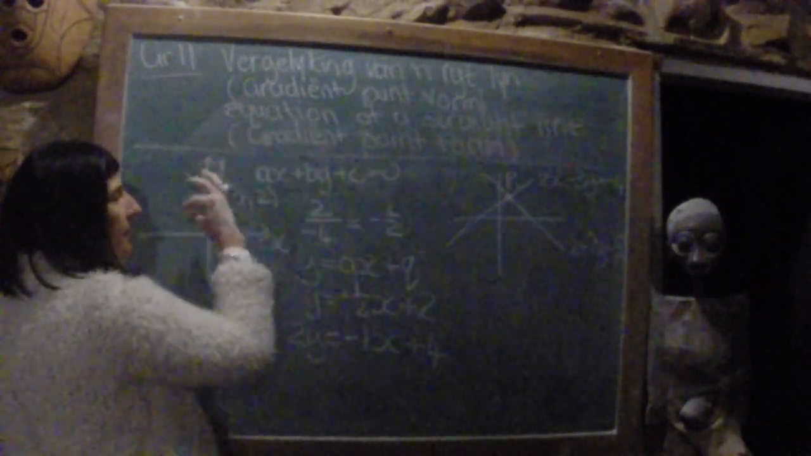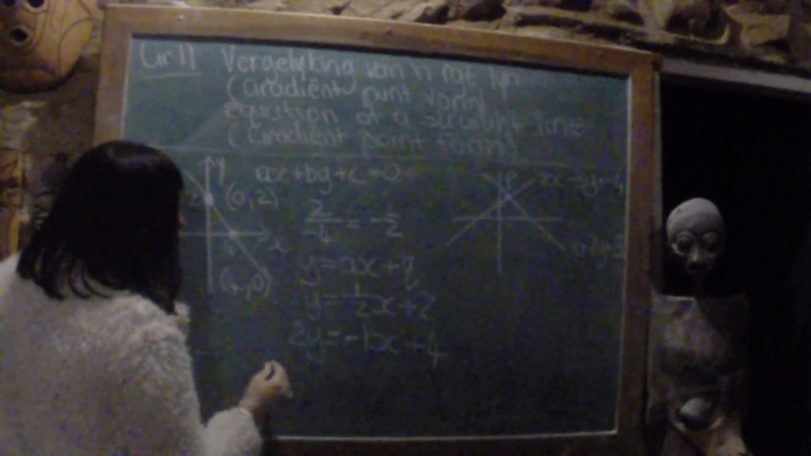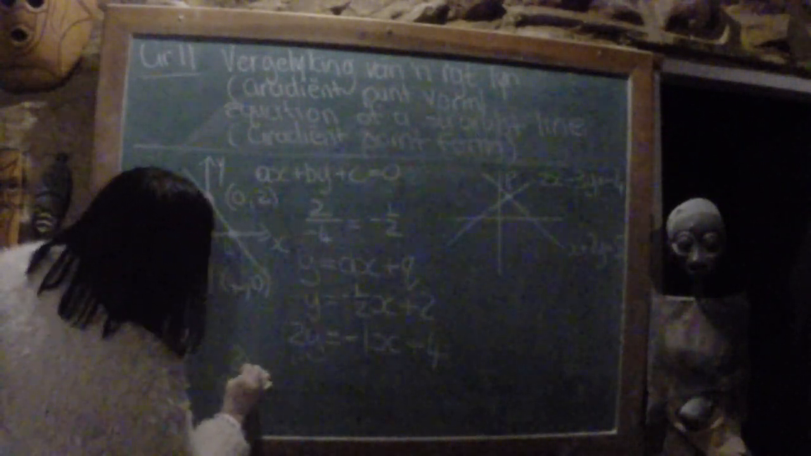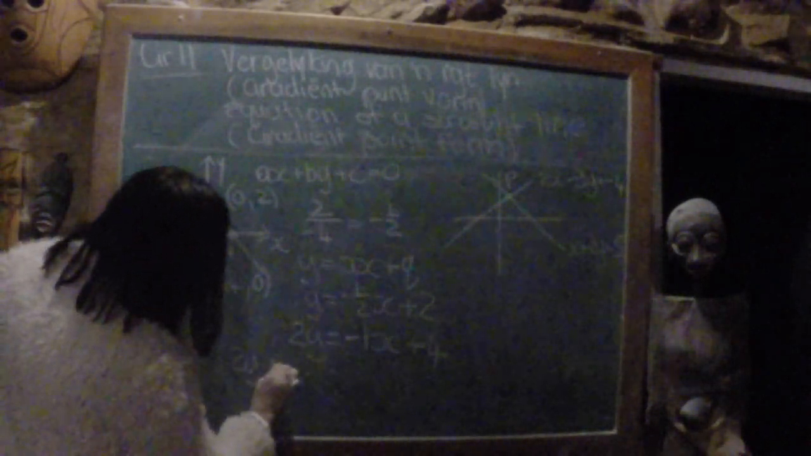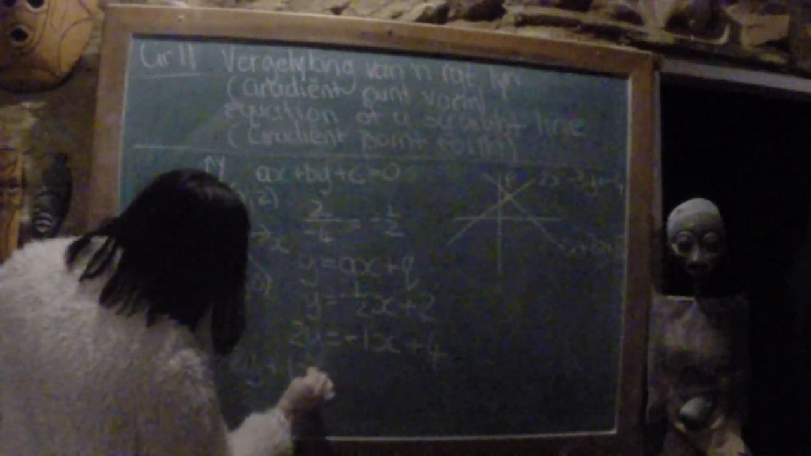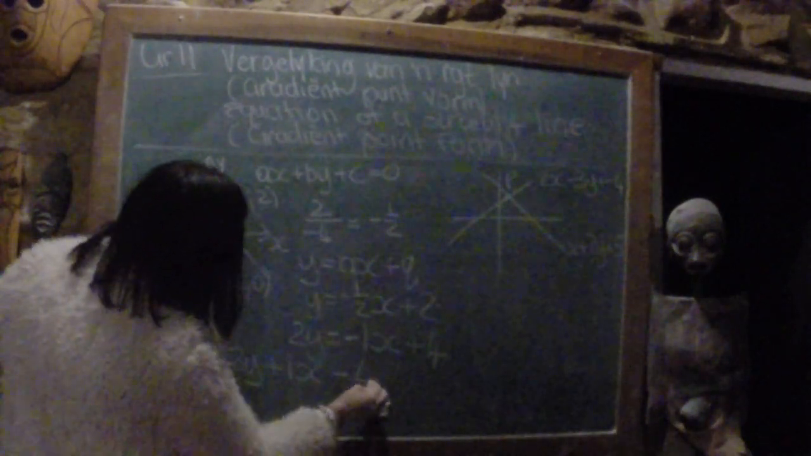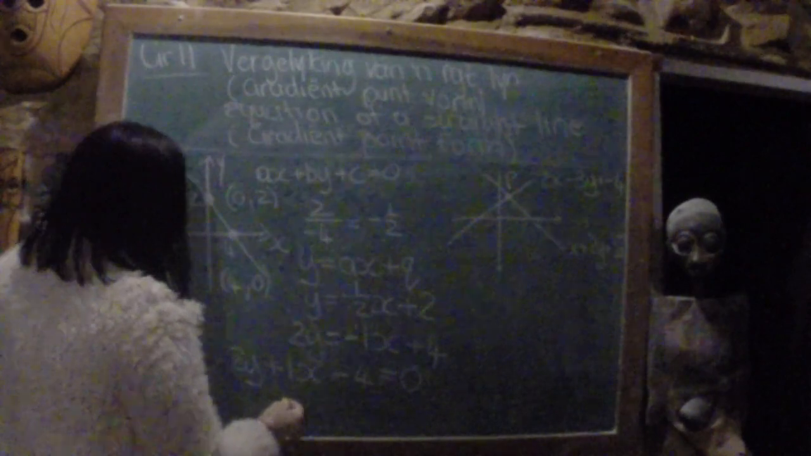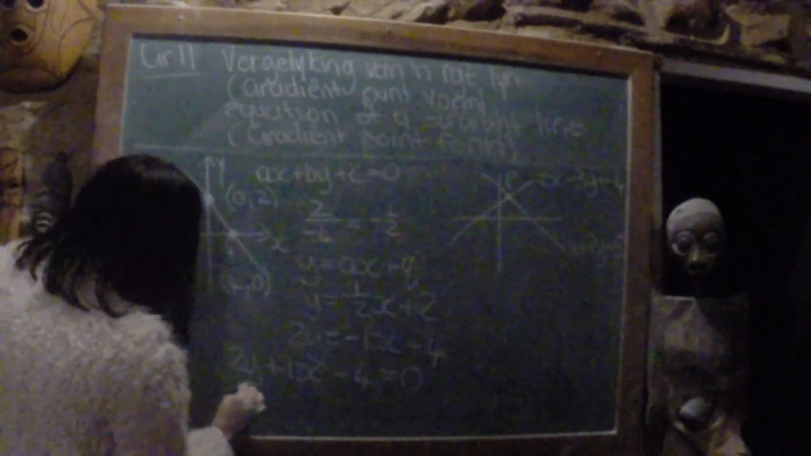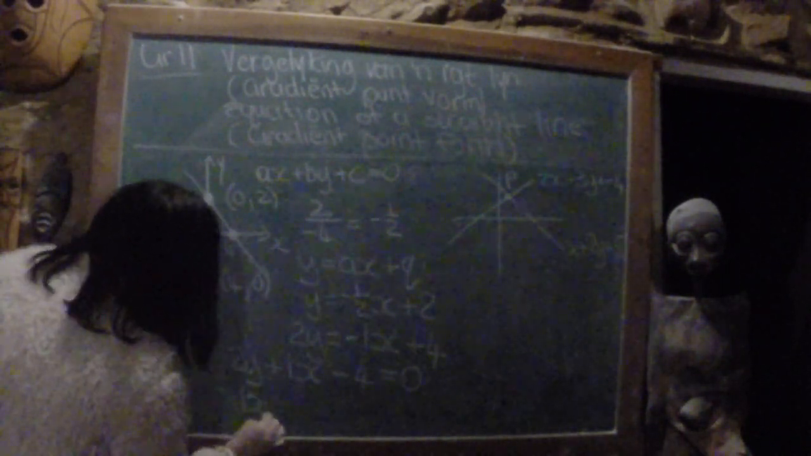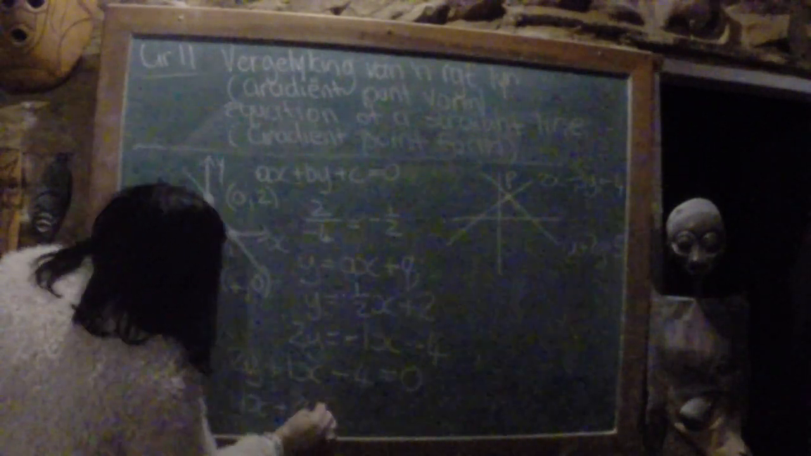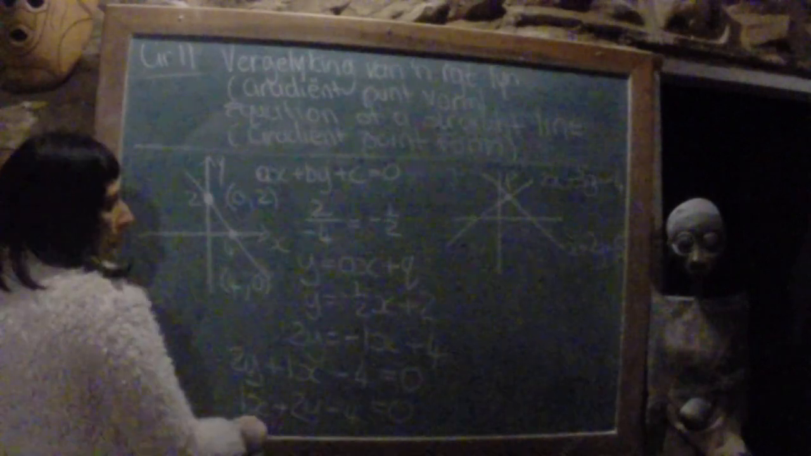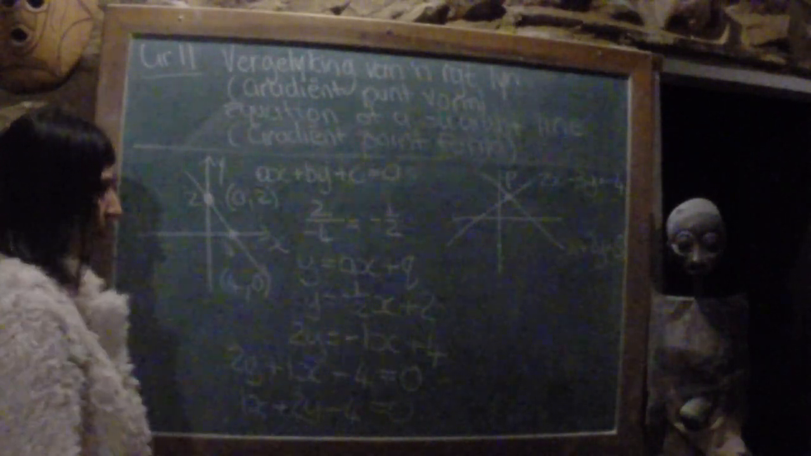Hulle wil alles aan die een kant hê en dit gelyk hier aan 0. So kom ons vat alles een kant toe. 2y plus 1x minus 4 is gelyk aan 0. So you can just swap it around. You can put the x first, then the y, and then the c, and it equals 0. Nou het jy dit vir hulle in daai formaat gegee.